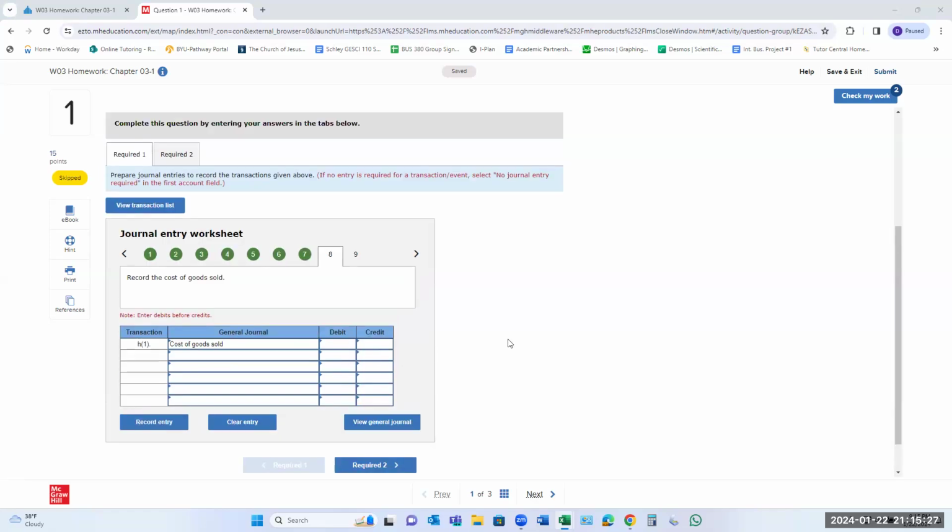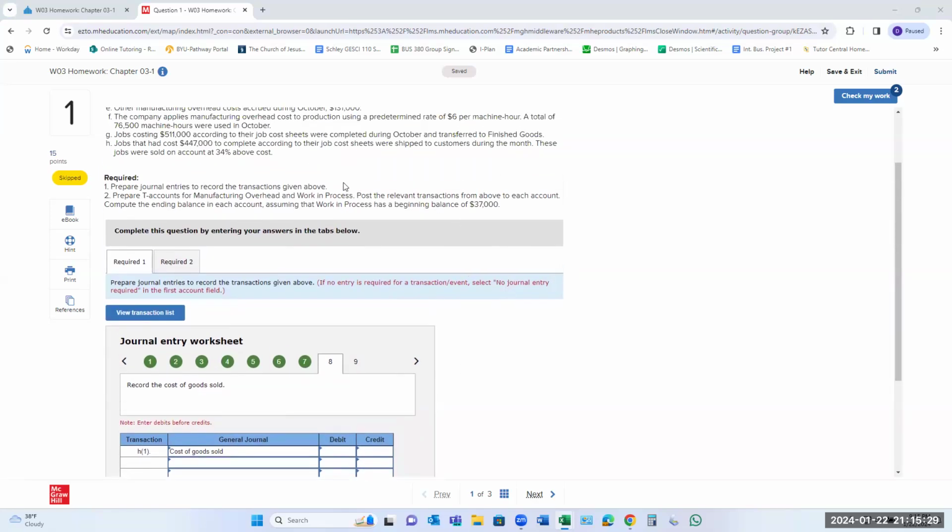So if I scroll up here in H, yeah, that was tricky. Normally they put all the information right there and I was counting on it, but they didn't. So right up here in H, it tells me the jobs had a cost of 447,000 to complete according to their job cost sheets, and they were shipped to customers during the month. These jobs were sold on account at 34% above cost. So that's my markup.